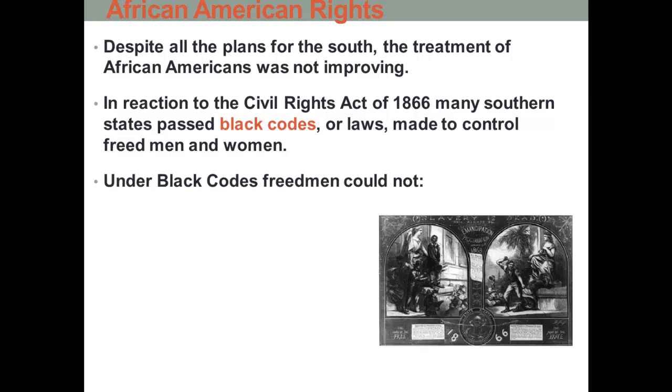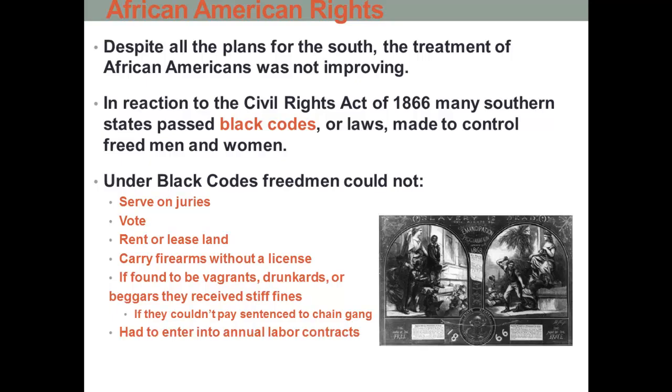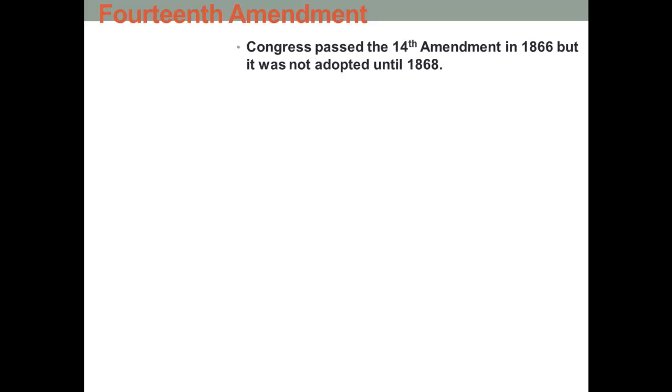Under the black codes, freedmen could not serve on juries, vote, rent or lease land, or carry firearms without a license, which they had trouble getting. If they were found to be vagrants, drunkards, or beggars, they received a very stiff fine. If they were not able to pay those fines, they were sentenced to serve on hard labor chain gangs in the prisons. Those who were working had to enter into annual labor contracts, guaranteeing that they would provide a certain amount of crops every year, and if they didn't, then they were fined or imprisoned, and often lost their jobs.